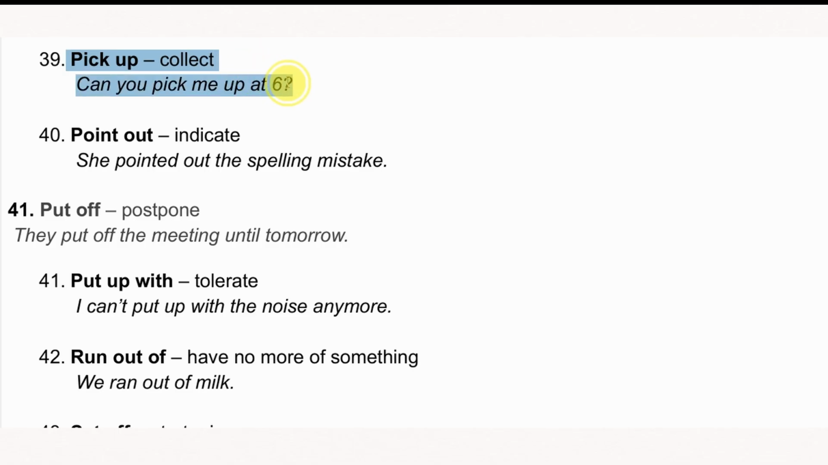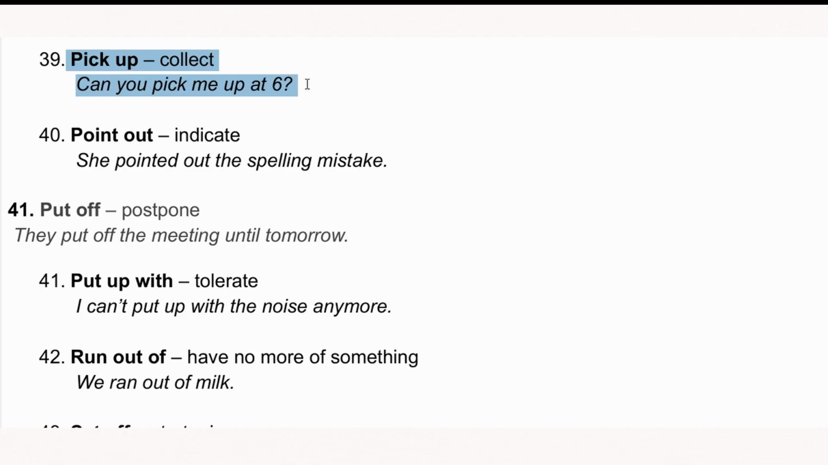For example, can you pick me up at 6? Maybe you are a taxi driver, you drive a taxi, and so I ask you if you can pick me up at 6 a.m. It means if you can come home, you pick me up and then you take me maybe to the office or to my business agency or my business place.